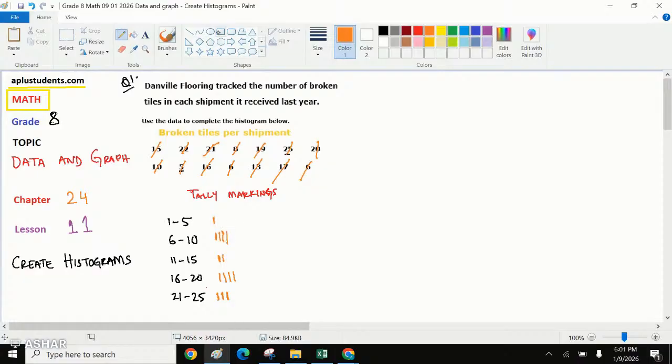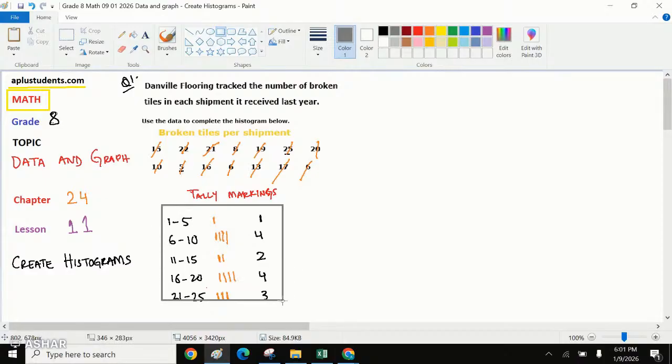So these are the tally markings we have, right? Between 1 and 5 broken, we had 1 only, right? Between 6 and 10, we had 4. 11 to 15, we had 2. 16 to 20, we had another 4. And 21 to 25, we had 3, right?